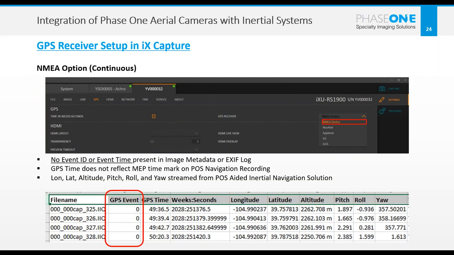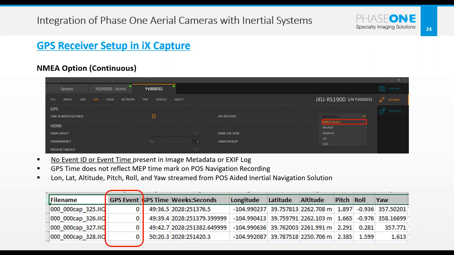So, as you see, which is not familiar, this gray rectangle is part of the interface of IX Capture during acquisition setup. You can select several GPS receiver options. The basic, or the first one, would be NMEA device, which will set up the camera to receive an NMEA stream coming from the POS, but it will not be related to any event.